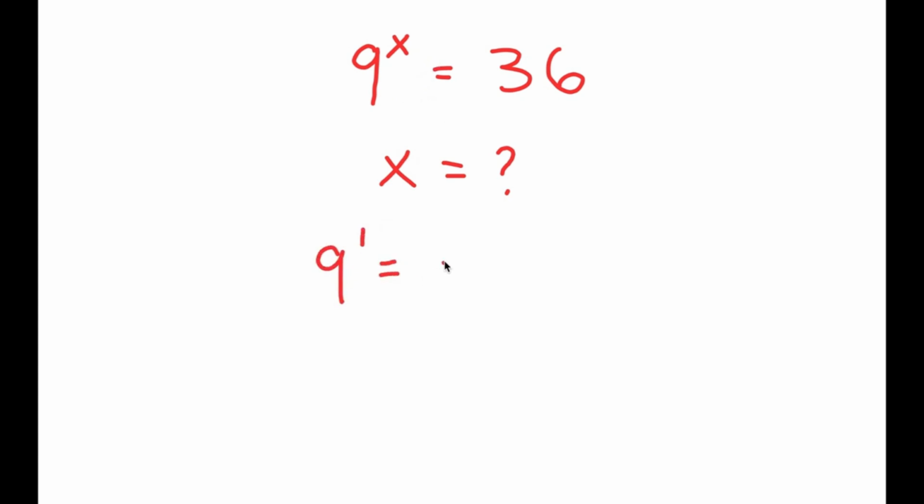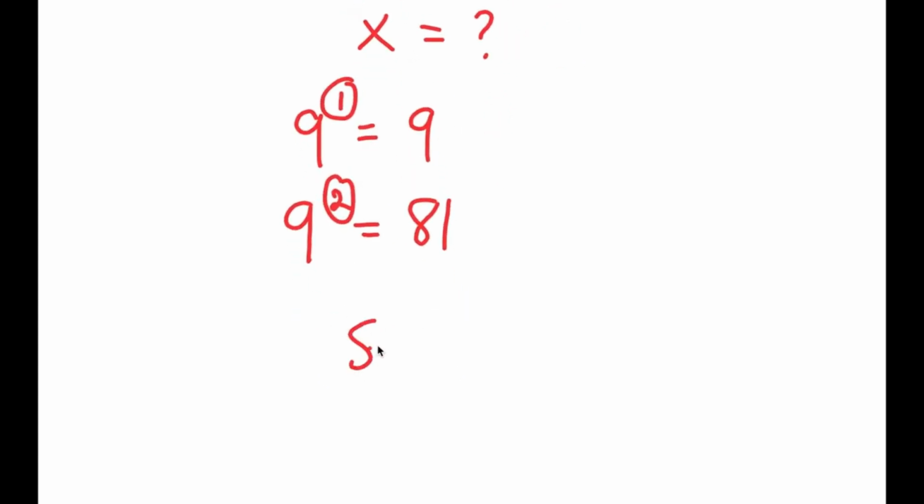Alright, so in this equation, I'm going to be solving 9 to the power of x is equal to 36. So to start, my variable in this equation is x, which is what I'm going to be solving for. And we can already tell that x is not going to be a whole number because 9 to the power of 1 is 9 and 9 to the power of 2 is 81. So we know that x is going to be somewhere in between 1 and 2. So we want to find the exact value of x.